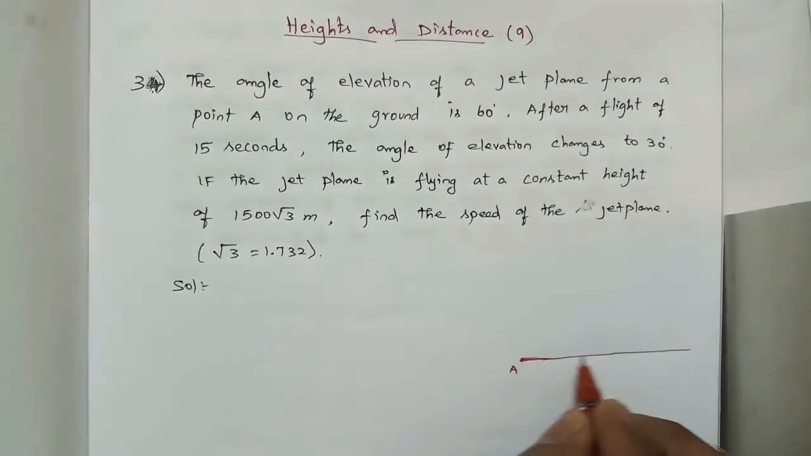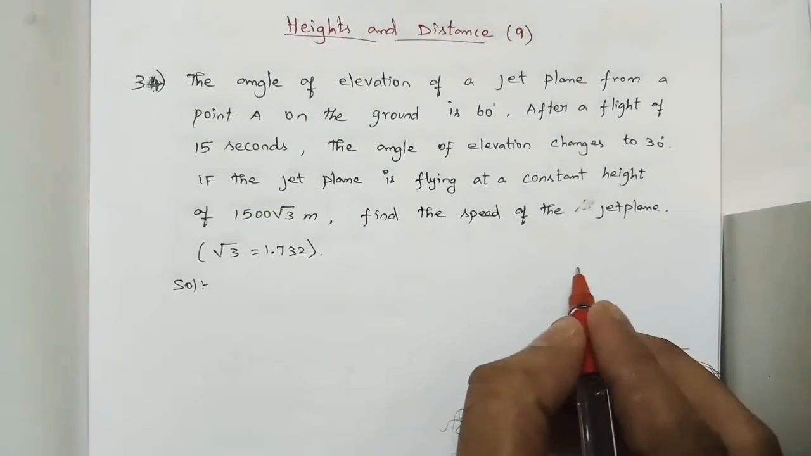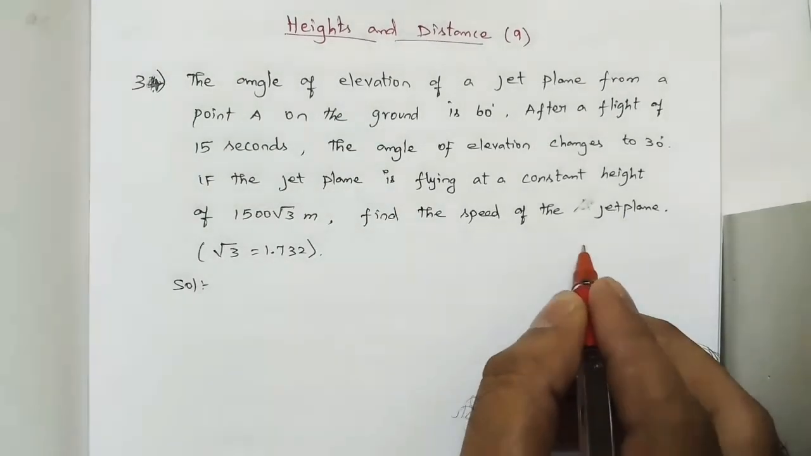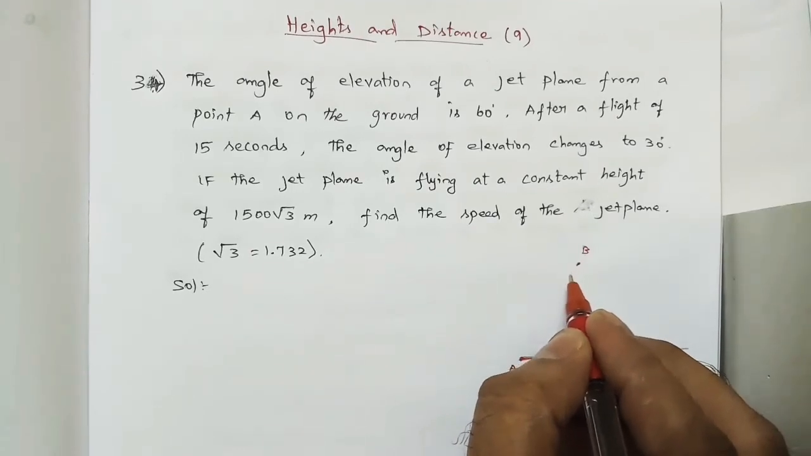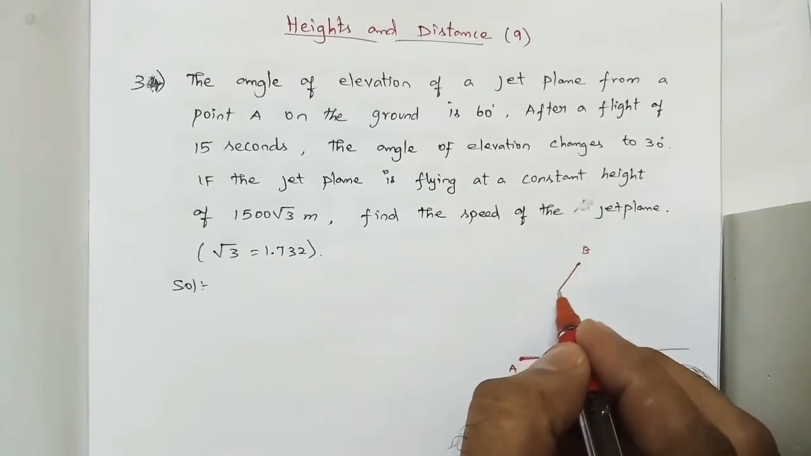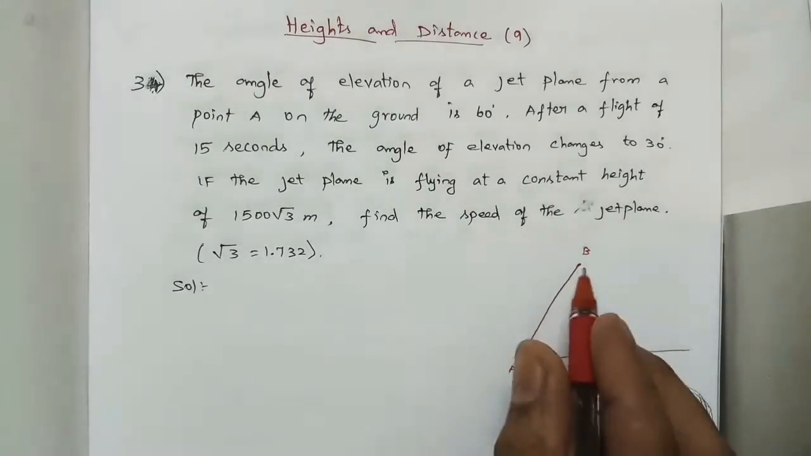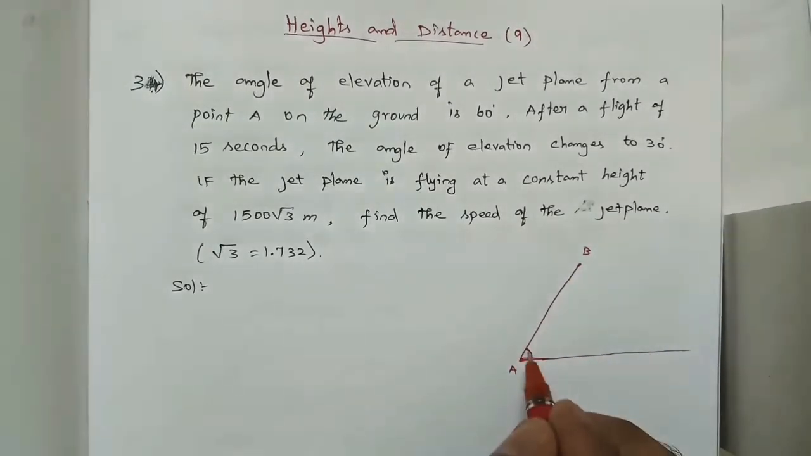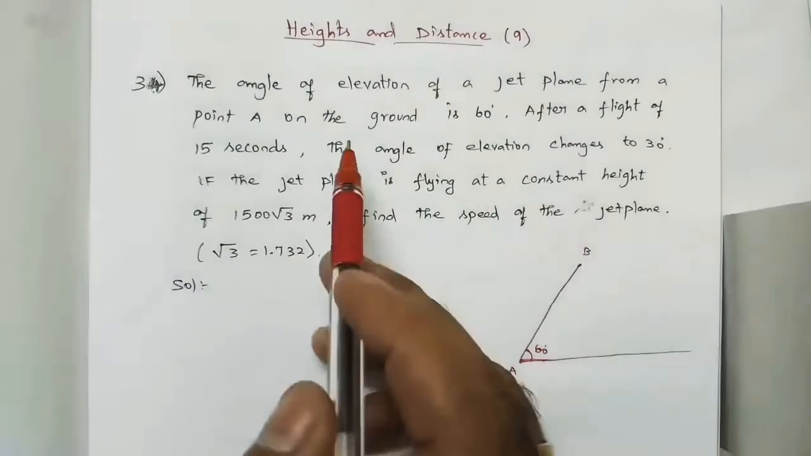So this is the horizontal line. From this point, I'm just marking the angle of elevation, and this point B is nothing but the jet plane. The angle of elevation of the jet plane is how much? 60 degree. So this is the line of sight, and this is the horizontal line. So what is the angle? 60 degree.